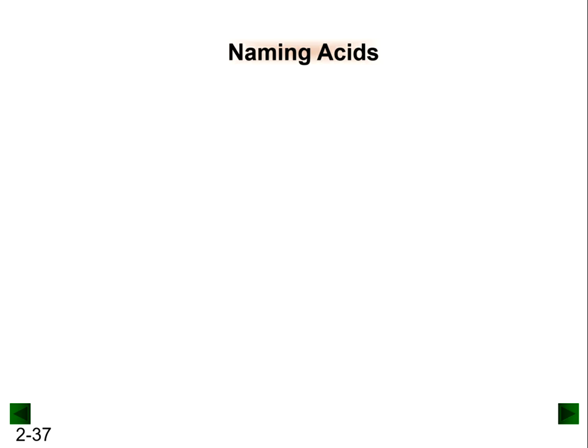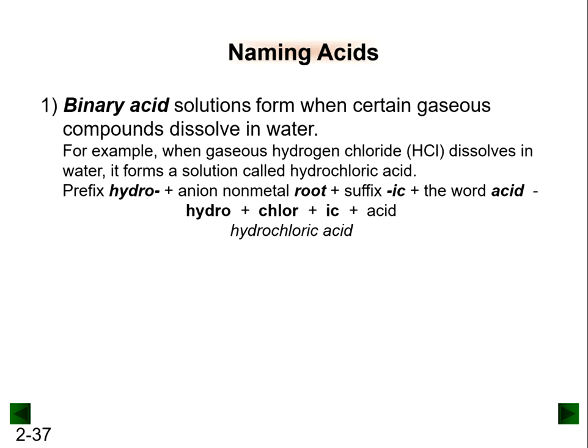Next, we're going to name acids. There's one simple group of acids called the binary acids. We'll learn what acids are later on, but a binary acid is a solution. It's a binary compound with only two elements, and one of the elements is hydrogen. The other one is a nonmetal. Binary acids form when these compounds dissolve in water, and the way we name them is given right below.